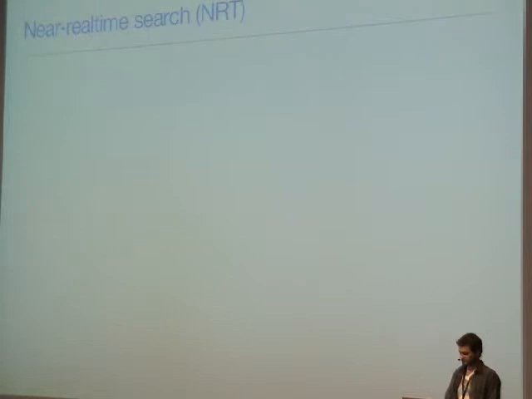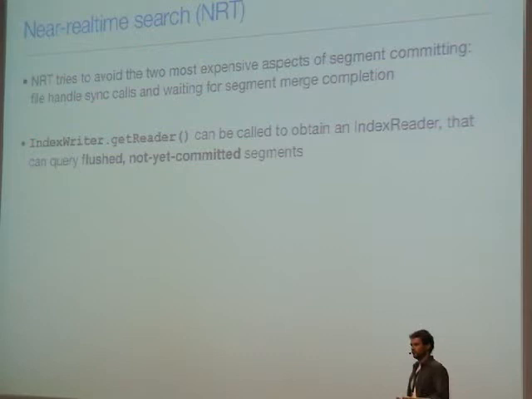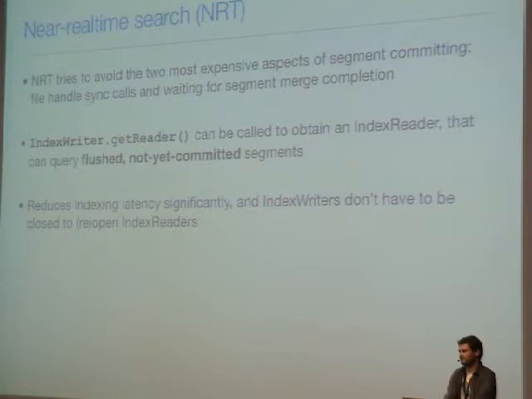So what we did was we added a getReader call to IndexWriter that gives you an IndexReader that can search segments that were already flushed to disk, but are not committed yet. And with committed, I mean the file handles might not be synchronized with the physical disk yet, and merges might still be going on. This reduces the latency significantly because you don't have to wait until a commit or close call of the IndexWriter finished before you can obtain a reader that can search on those segments.